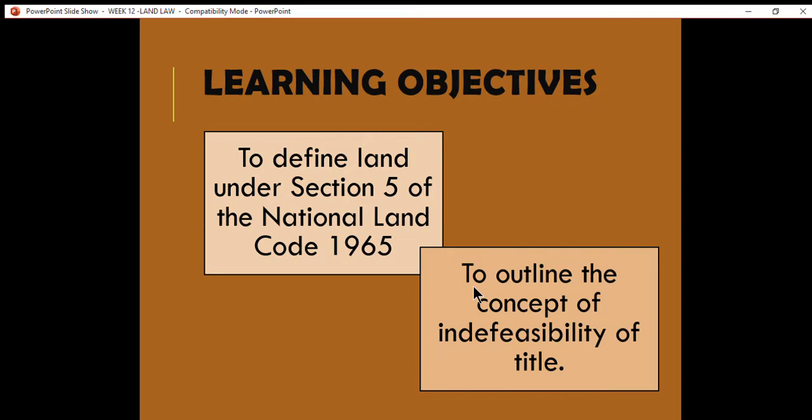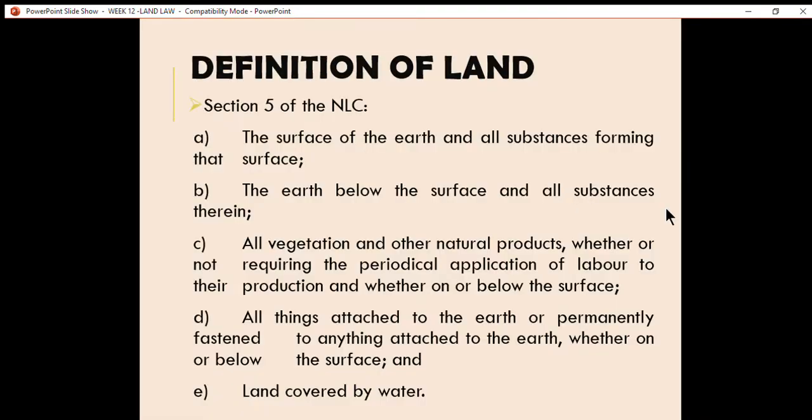Okay, and second, a student is able to outline the concept of indefeasibility of title. In regards to the law of fixtures and chattel, this rule is governed under this learning objective. Okay, so we are going to see one by one of the important subtopics under land law. Okay, first we start with the definition of land based on Section 5.